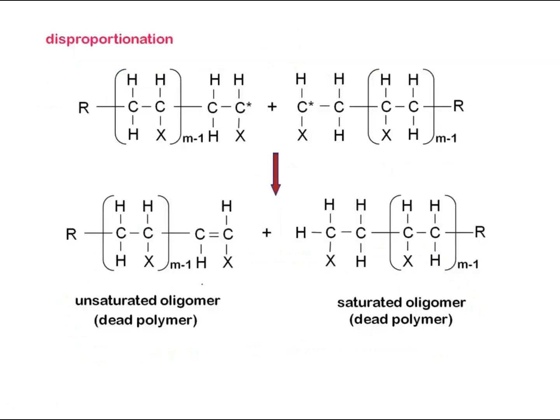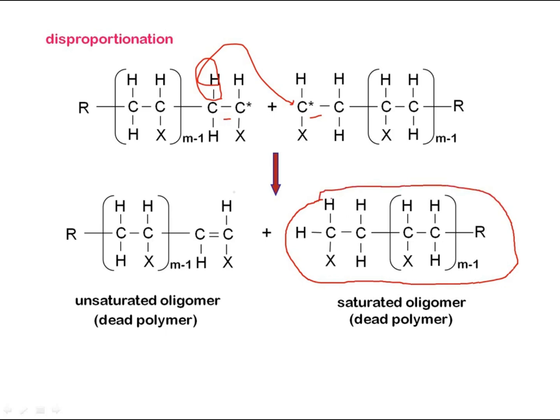And disproportionation means that here they transfer a hydrogen from one radical to another radical. A hydrogen is shifted. Here this is one radical and this is another radical. Here hydrogen is transferred from here to this radical, and we obtain two different polymer chains. This is one polymer chain and here one unsaturated polymer chain is obtained. It is called the disproportionation reaction, which occurs by transfer of hydrogen.